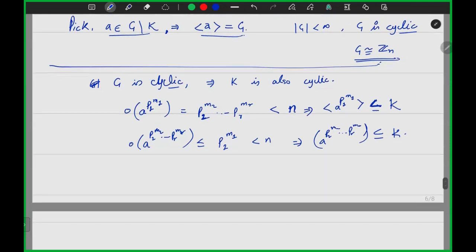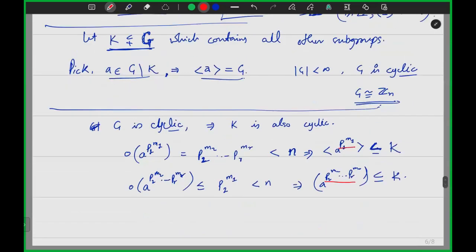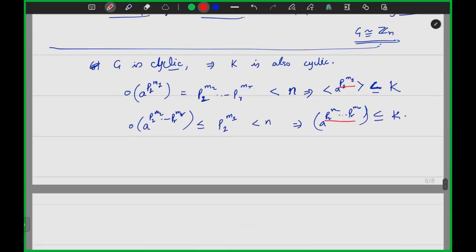Now, because K is a subgroup, the multiplication of these two elements, a to the power p_1^{m_1}, which belongs to K, into a to the power p_2^{m_2}... no, not this. What can you say about these two numbers? This number and this number. They are co-prime, right? Are the elements inverses of each other?